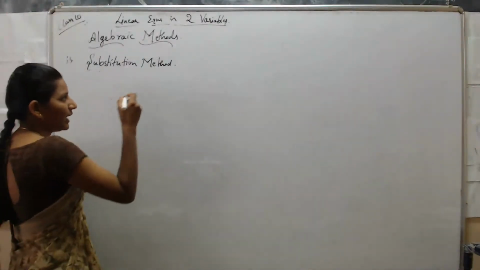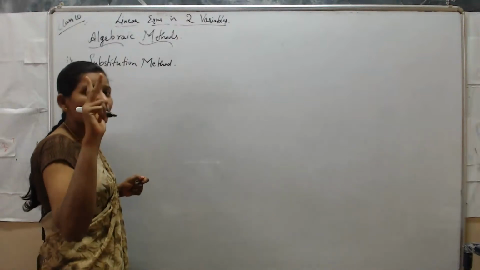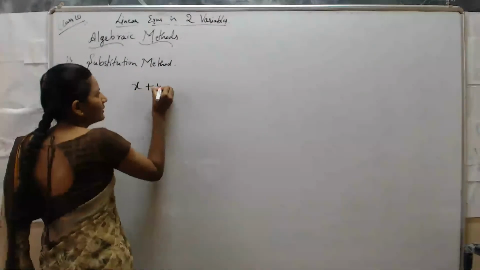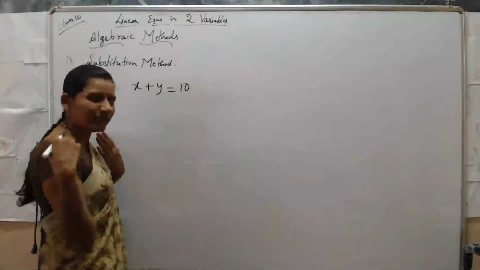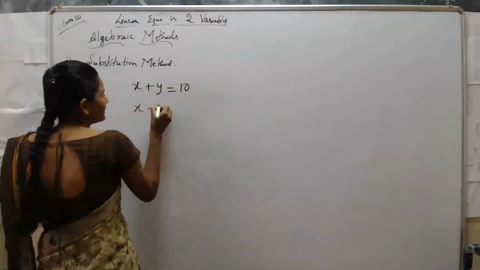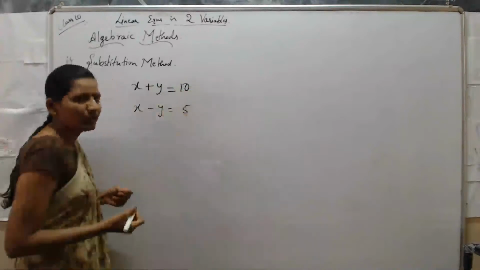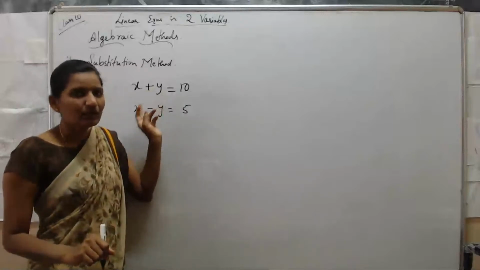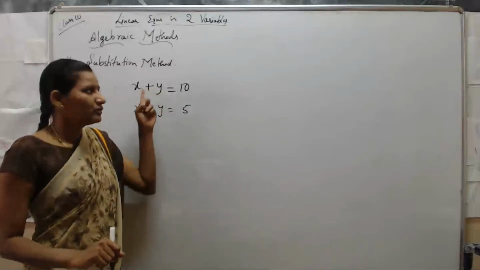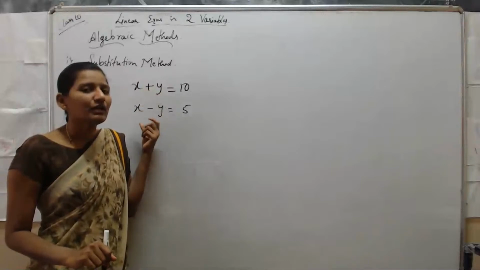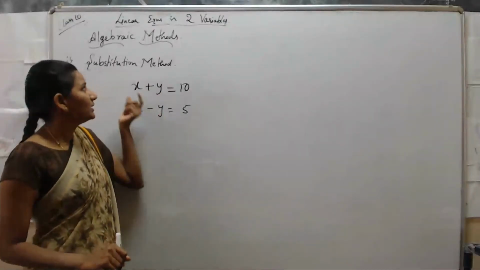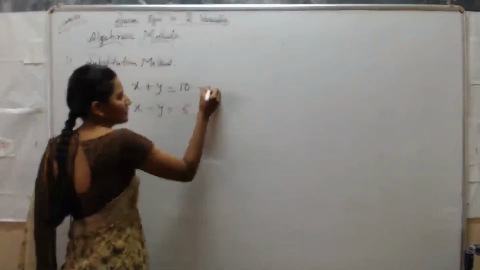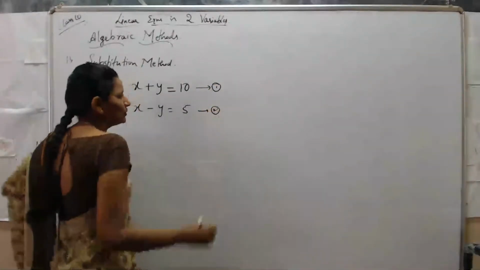For example, I am going to take two linear equations in two variables: x plus y is equal to 10, any equation you can take, and x minus y is equal to 5. These are the equations I have taken. Solve for x and y, means we have to find the values of x and y by using the substitution method. Take the first equation as 1 and the second equation as 2.